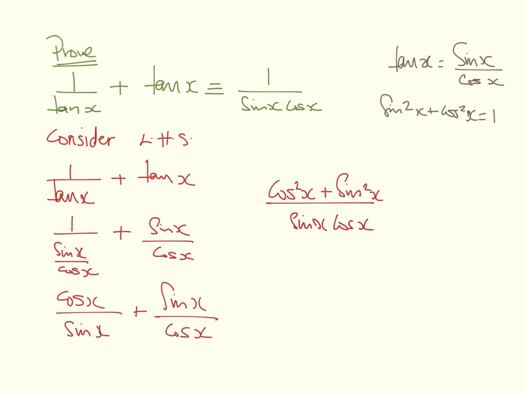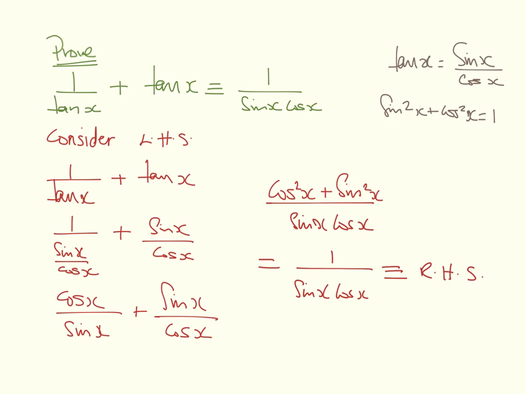So that means that this whole top is equal to 1, which is going to be 1 over sine x cos x, which is identically equal to the right-hand side, and we are done. Or you can say as required or something like that, but we've got it now and we're finished. Okay, and that's basically it.